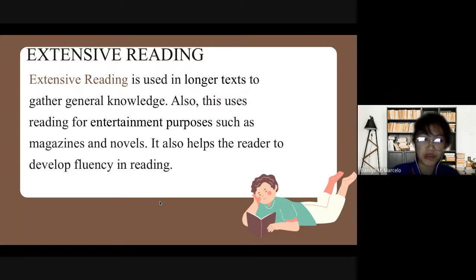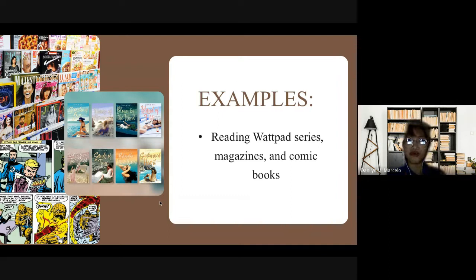So in this reading style, we read at our own pace. Extensive reading involves learners reading text for enjoyment and to develop general reading skills, especially in developing fluency in reading. So that is extensive reading. And for you to be able to understand more about it, we will have an example here. Our example is reading Wattpad series, magazines, and comic books.